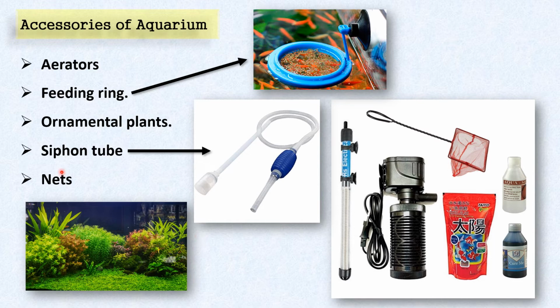Okay. Then siphon tube. This is the structure which can be used to suck the water. We regularly need to change the aquarium water, and for that a siphon tube is used. Then the nets. Whenever we need to change the water, or remove one fish, or when we are cleaning the aquarium, for such purposes we use the nets, either to remove the fish from the tank or to remove some other material from the tank.